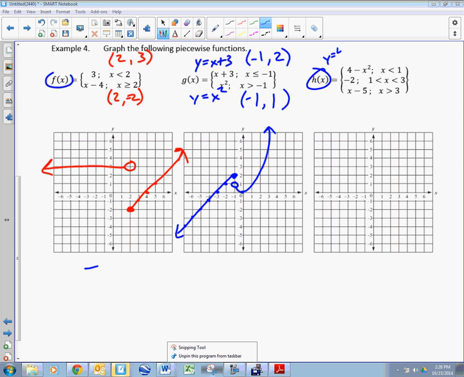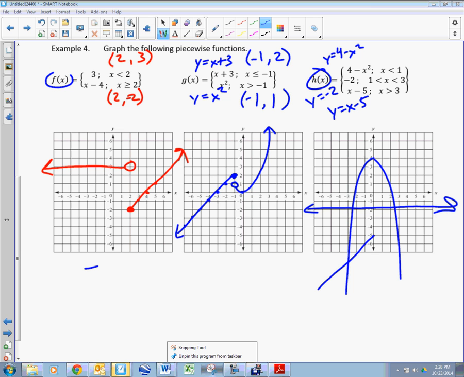We have y equals 4 minus x squared. We have y equals -2. We have y equals x minus 5. So when I think about these graphs, I try to picture this in my brain right away. What does 4 minus x squared look like? A parabola, shifted up 4 units. And is it right side up or upside down? Yeah. So that's my parabola. What does -2 look like? Horizontal line through -2.